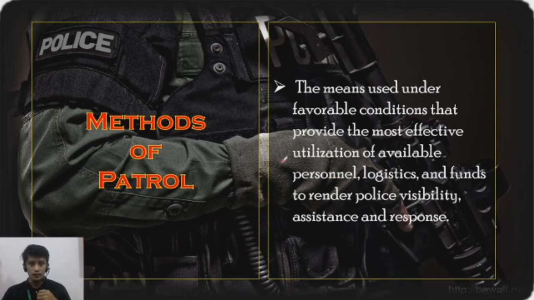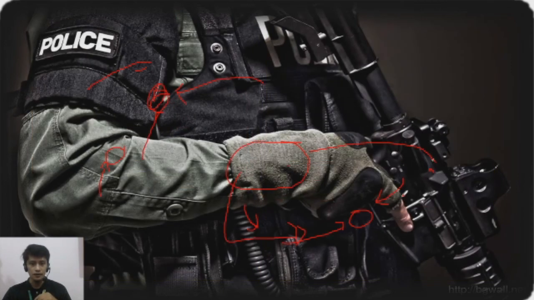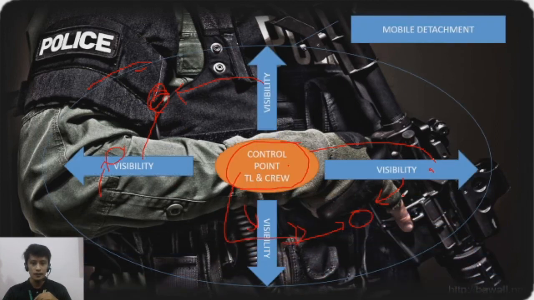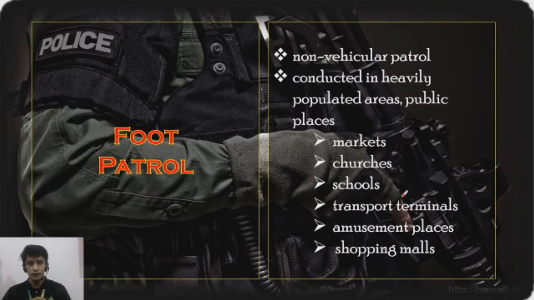So it is for us to provide the most effective utilization of available personnel, logistics, and funds to render police visibility. That's why we need to know what are the advantages and what are the disadvantages, or what is the most applicable method of patrol. So that is not for us to waste our resources. Okay, so let's try to look at it one by one. So nandito, number 1 is the foot patrol.